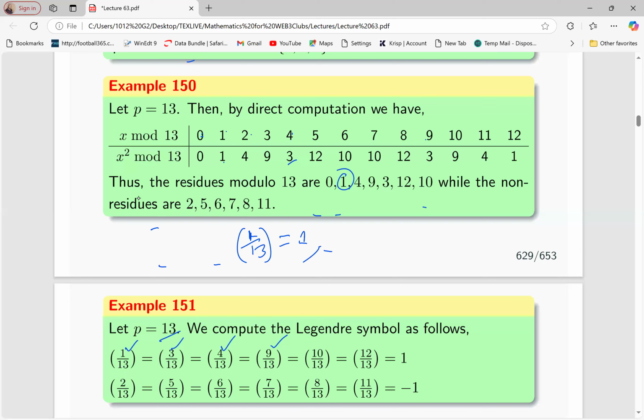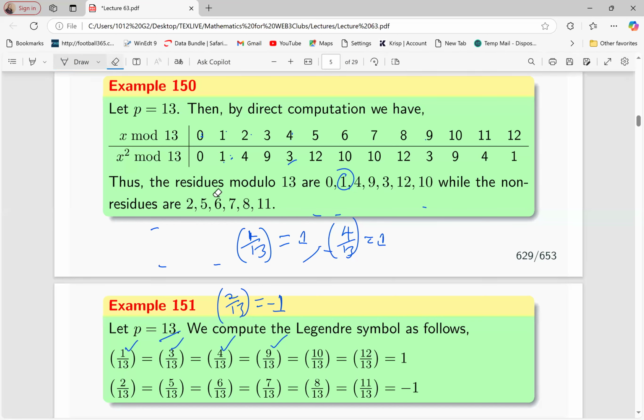And I said this is not division. And again, 4 out of 13, the Lagrange symbol of 4 is supposed to give us 1. What about those that are not here, like 2 is not here? So the Lagrange symbol of 2 will be negative 1, and the rest will be negative 1. So how do we calculate the Lagrange symbol?